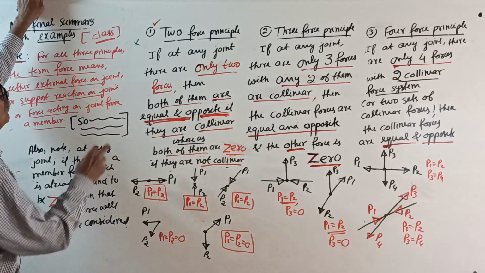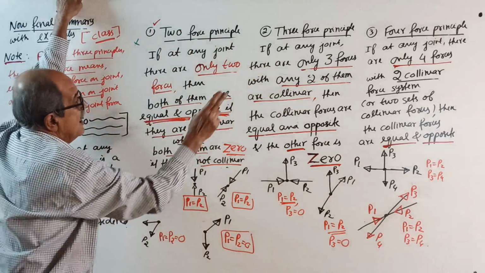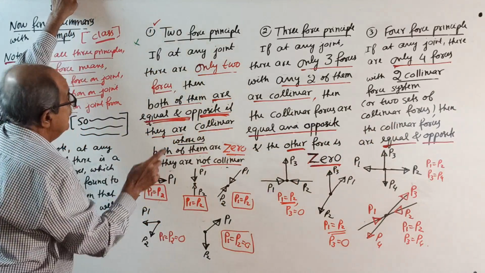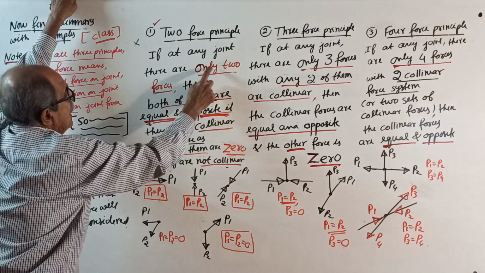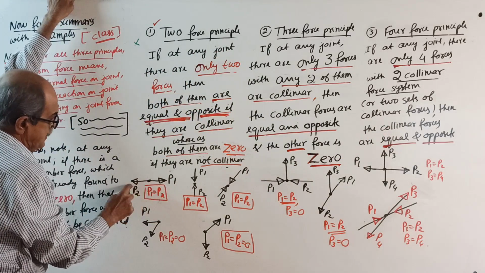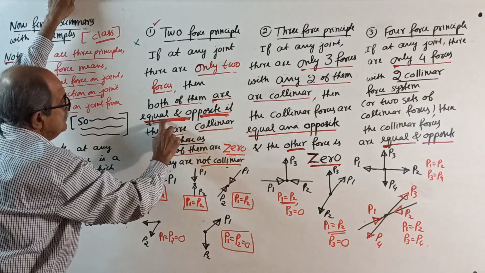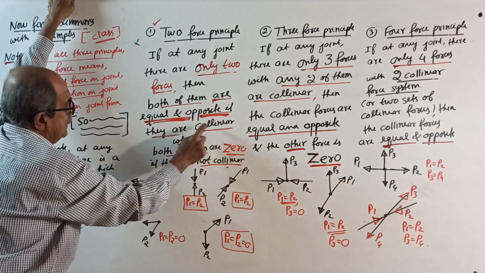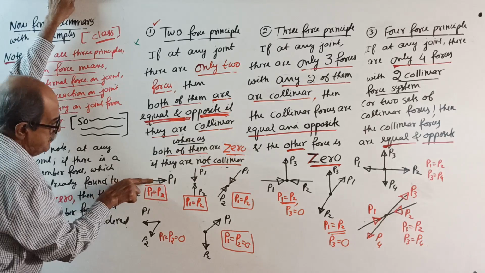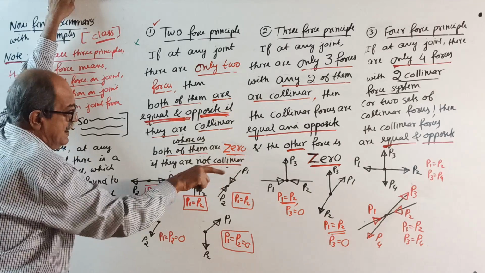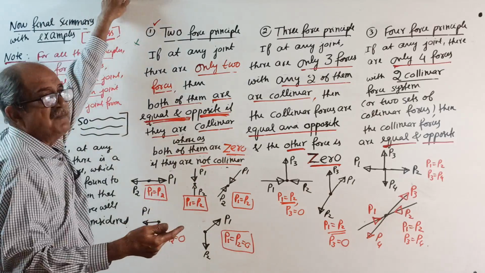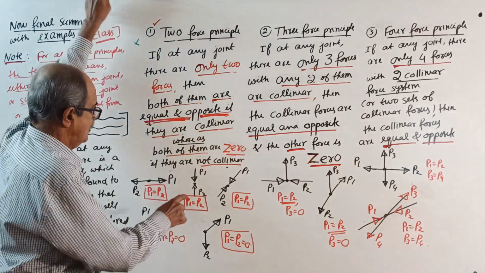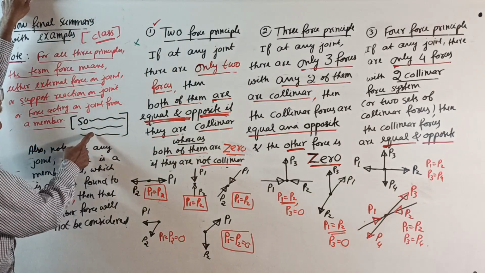Write that note. Now write the statement, already explained, side by side, and see the examples here. At any joint, if there are only 2 forces, P1 and P2, both of them are equal and opposite if they are collinear. P1 equal to P2. If P1 is this way, P2 is this way. Incoming or outgoing, acting towards the joint or away from the joint, does not matter.